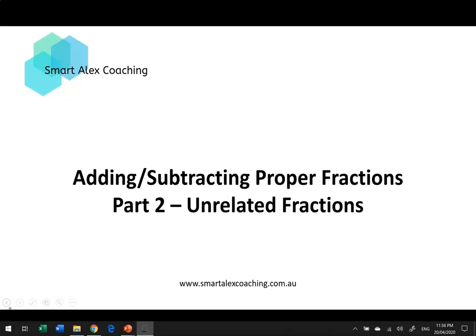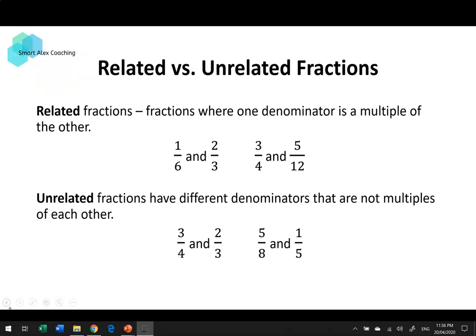In this video, we're going to be continuing on how to add and subtract proper fractions, in particular, unrelated fractions. What are related and unrelated fractions? Related fractions are fractions where one denominator is a multiple of the other.